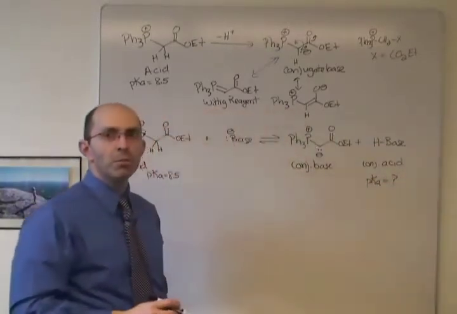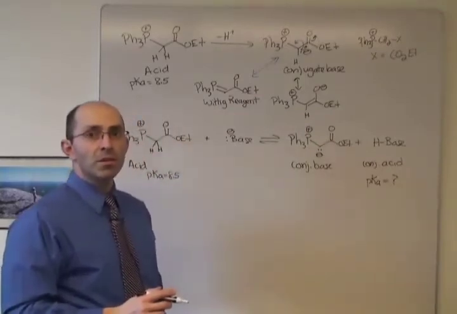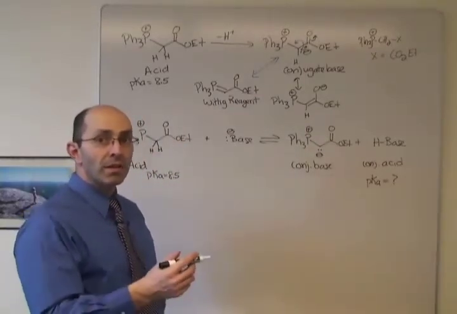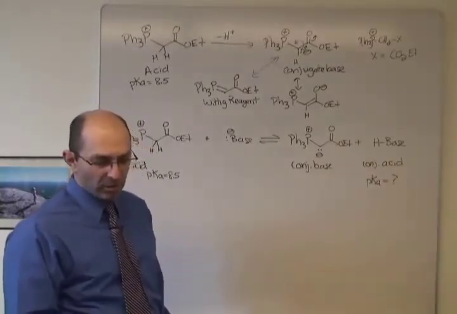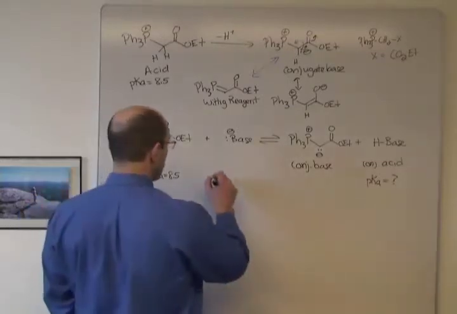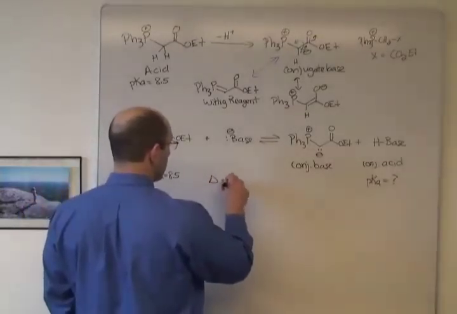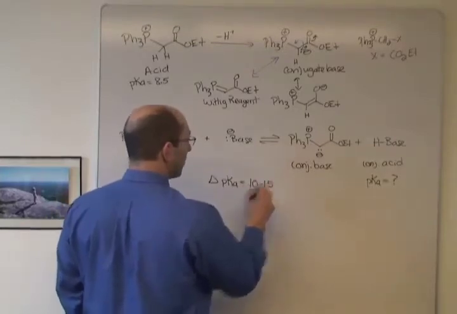And how do we know what pKa we're looking for? We want the difference in these pKa's to be 10 to 15, right? Because I said I want the equilibrium constant between 10 to the 15th and 10 to the 10th, all right? And so what we want is the difference in pKa's to equal somewhere between 10 to 15, all right?